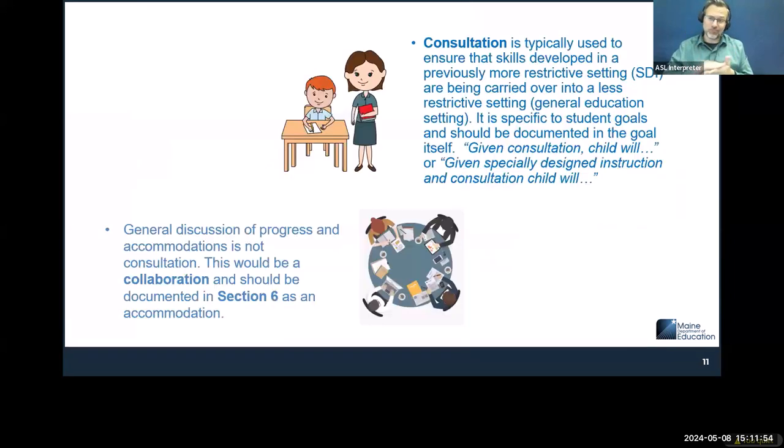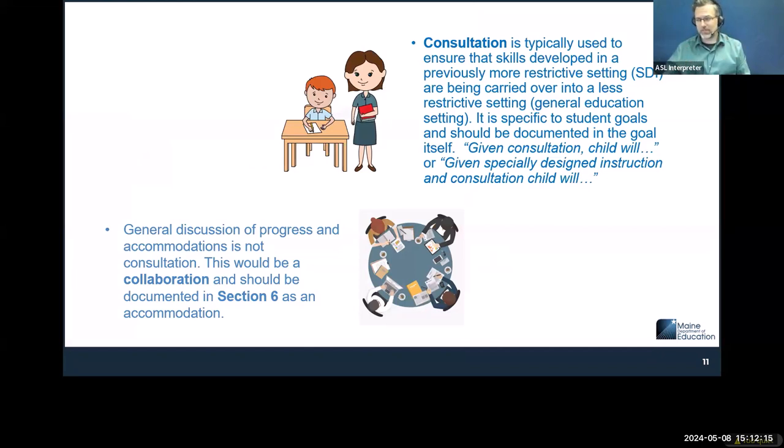I'm going to do a quick little thing about consultation. So typically consultation is used when a child has learned a skill in a more restrictive setting and you're working on generalizing it out into the gen ed maybe.